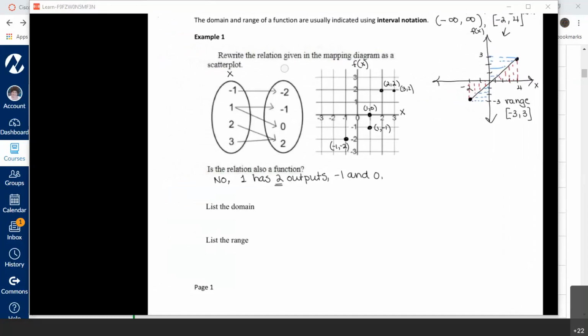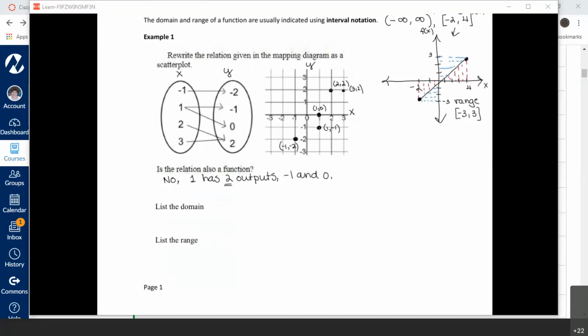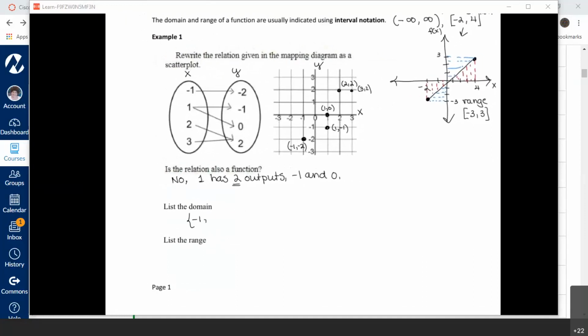Okay, so I'm going to change this from f of x, change it to y, right? Because it's not a function. I'm not using function notation. Okay, I'm just relating two variables, x and y. The domain is all the x values. So I'm just copying the things in the first part of the mapping diagram. The range are all the output values. Oops, curly braces. Okay, so domain and range are just the inputs and the outputs. Okay.